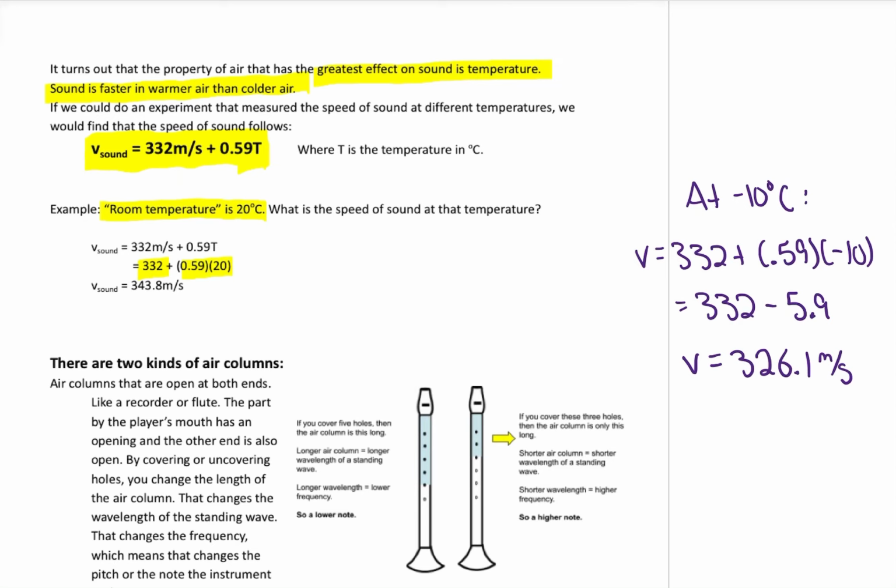Double check my math there, but from here on forward, when we get into these crazy air column questions, if we know the temperature, really what that means is we know the speed of sound. Speed of sound is just the temperature times 0.59, and then add that number to 332.